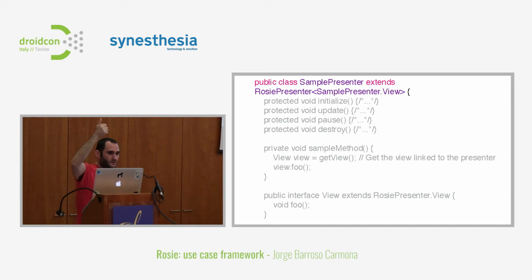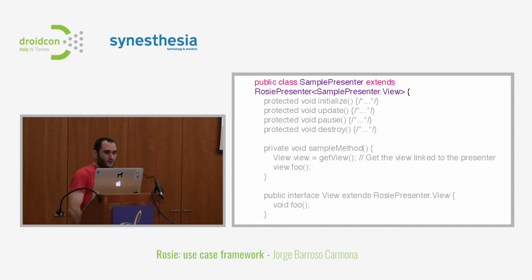Okay, remember when you use a model view presenter, the view must be agnostic to the execution of the application. And in this way, there is magic code there, we are going to go deep, that is linking and invoking these methods for you. When the application starts, it invokes initialize; when the application goes to the foreground, it executes update; and then pause and destroy.